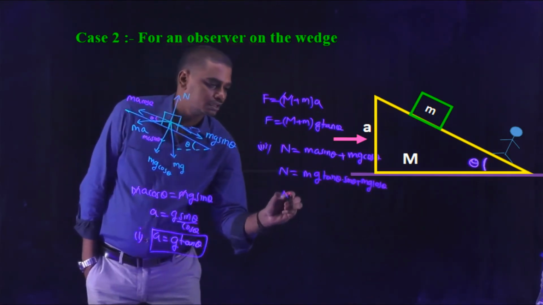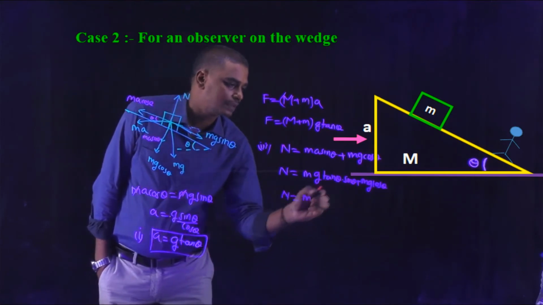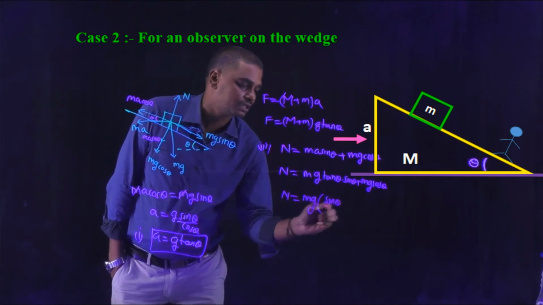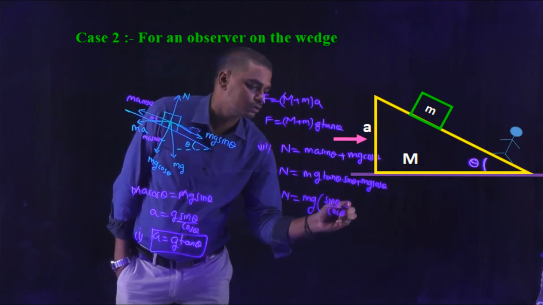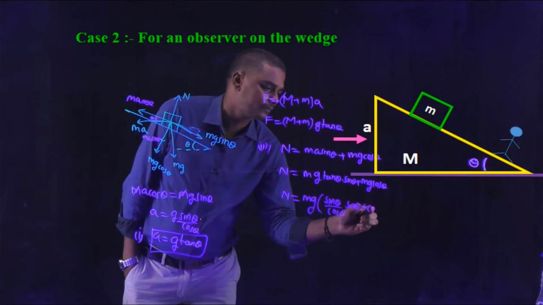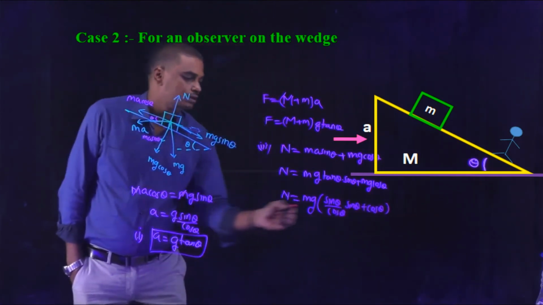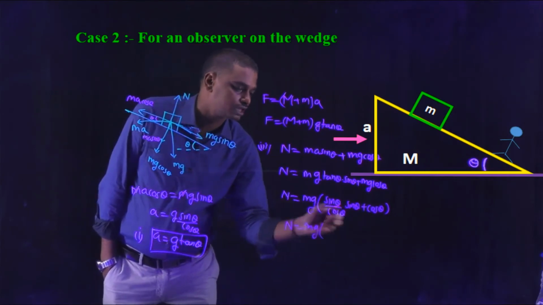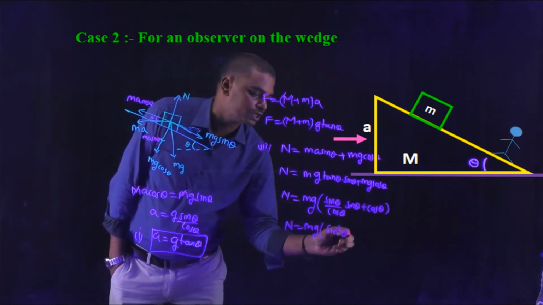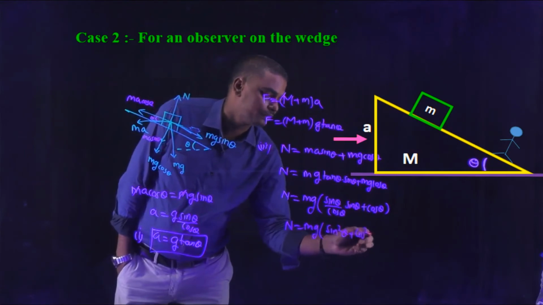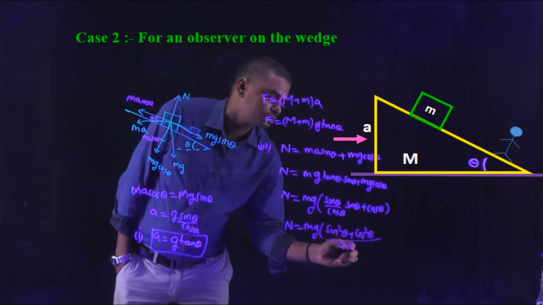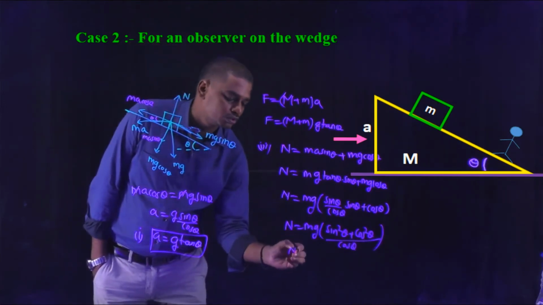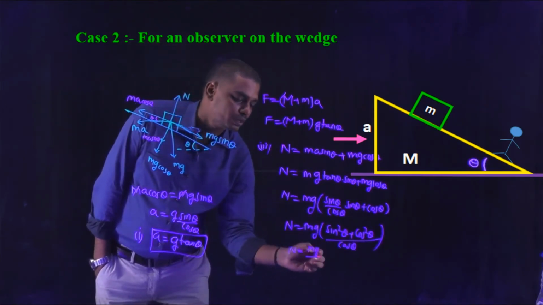Right. So N is equal to, taking mg common from both the expressions, tan theta can be written as sin theta by cos theta, into sin theta plus cos theta. By taking LCM, N is equal to mg into (sin square theta plus cos square theta) by cos theta. We know that sin square theta plus cos square theta is equal to 1. So N is equal to mg by cos theta.